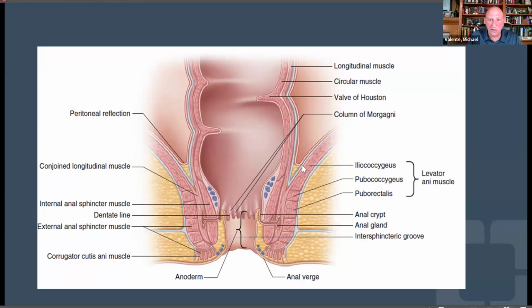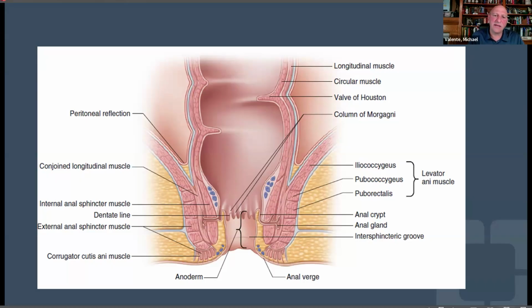From the anorectal ring to the dentate line is the transitional zone. From the dentate line to the anal verge is the anoderm, okay? And from the anal verge outward is perianal skin. We've got internal muscle, external muscle, conjoined longitudinal muscle, corrugator cutis ani, and the columns of Morgagni. Valves of Houston are usually the first, second, third valve.